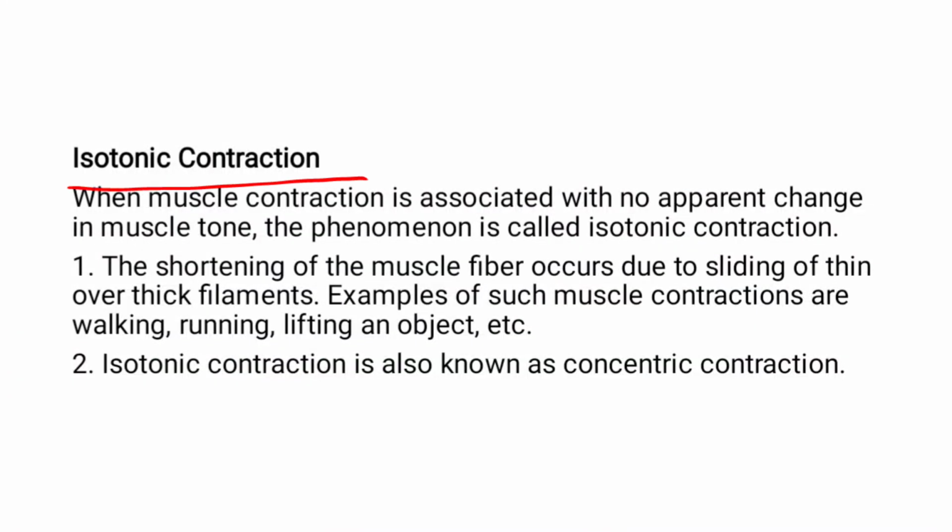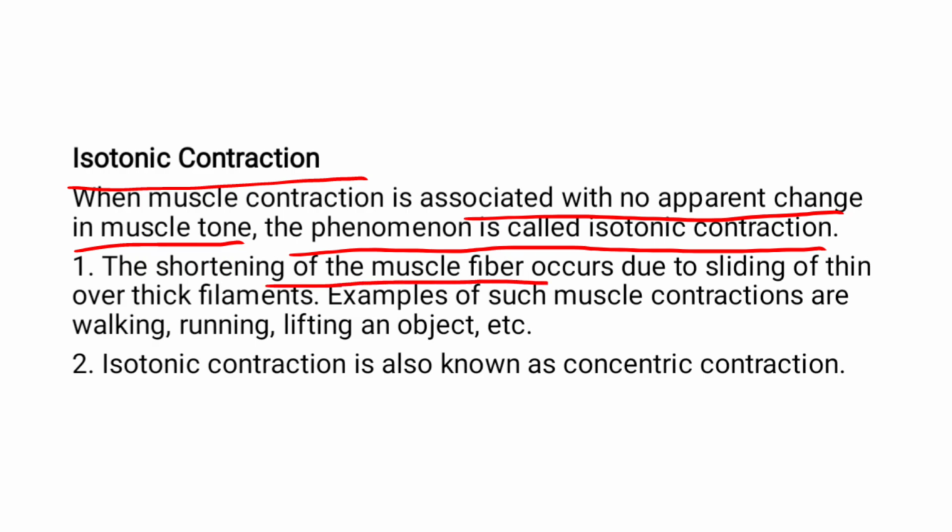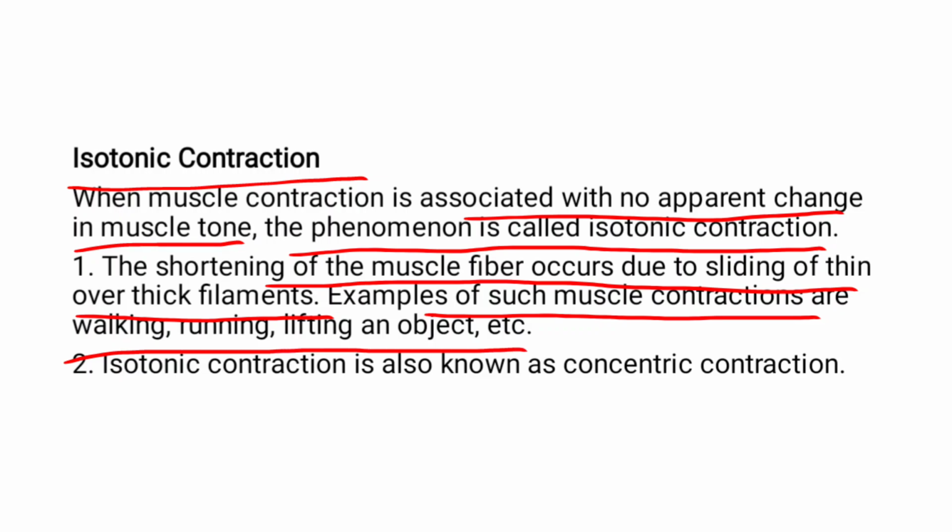Isotonic contraction. When muscle contraction is associated with no apparent change in the muscle tone, this phenomenon is called isotonic contraction. The shortening of the muscle fiber occurs due to the sliding of thin over thick filaments. Examples of such contractions are walking, running, lifting an object, etc. Isotonic contraction is also known as concentric contraction.